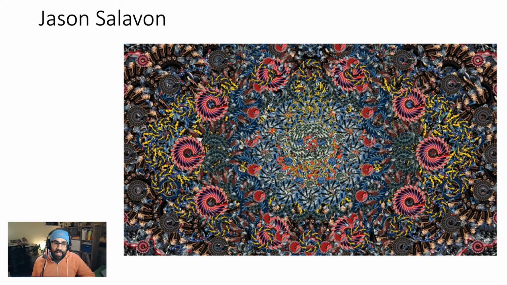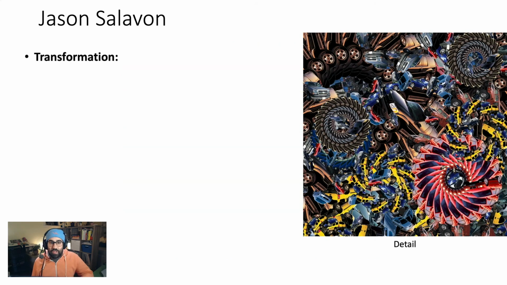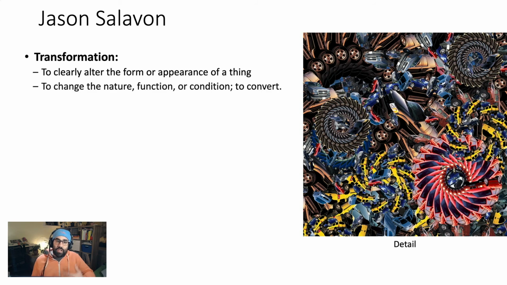Next up, Jason Sullivan, whose images are made in the form of mandalas, where we have lots of these radial patterns repeating over and over in an orderly fashion. And so we have transformation. Again, that's where we're altering the form or appearance of something, changing the nature or the function or the condition. So we're taking these images of cars, which are normally something you'd find in advertising, and transforming them into a mandala image, which is something much more aligned with spirituality and religion.